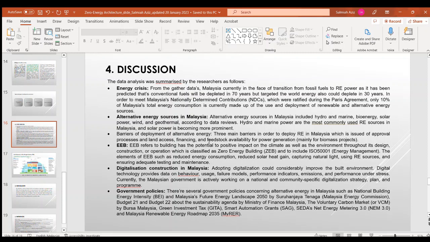In the aspect of alternative energy sources, Malaysia's alternative energy sources include hydro and marine, bioenergy, solar power, wind and geothermal, according to the data reviews. Hydro and marine power are the most commonly used renewable energy sources in Malaysia, and solar power is becoming more prominent. So, the barriers to deployment of alternative energy: three main barriers in order to deploy renewable energy in Malaysia are the issue of approval process and land access, financing, and feedstock availability for power generation, mainly for biomass projects.